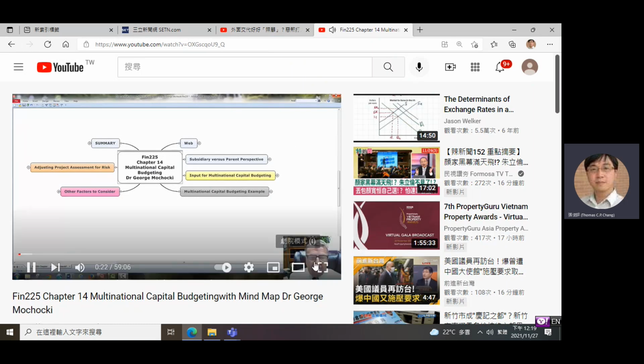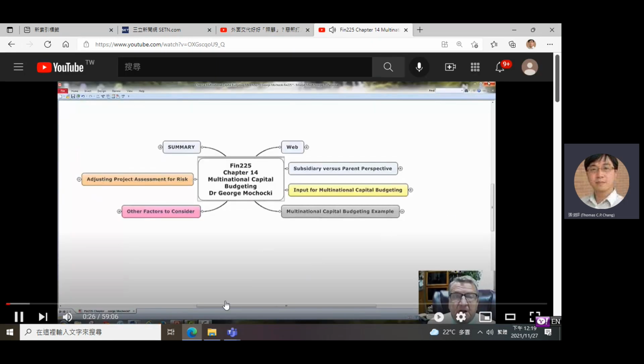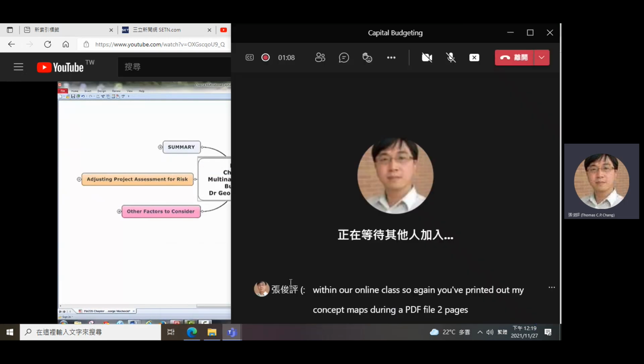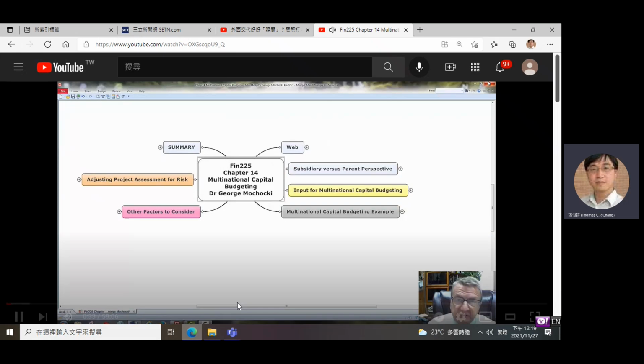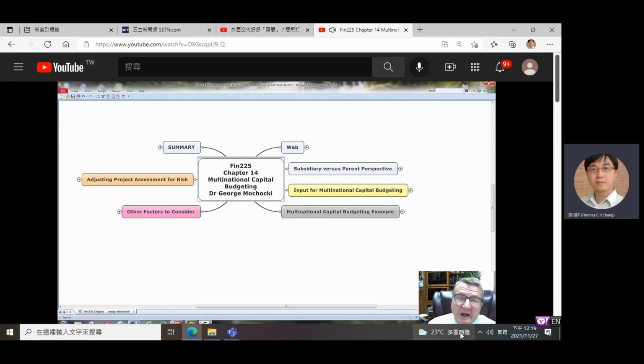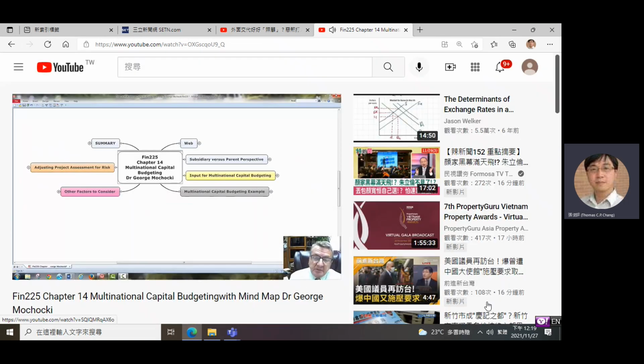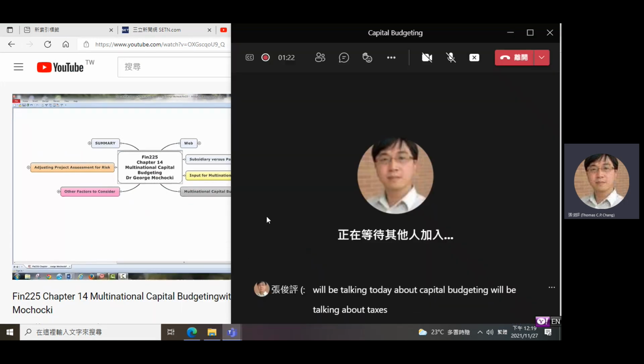So, again, you've printed out my concept maps. They're in a PDF file, 2 pages, and they're at the second tier. You will add on to the second tier. You look at the author. The book is an excellent reading book. It gives you a lot of examples for each of the concepts we'll be talking about today on capital budgeting. We'll be talking about taxes and other factors that affect capital budgeting at the subsidiary.